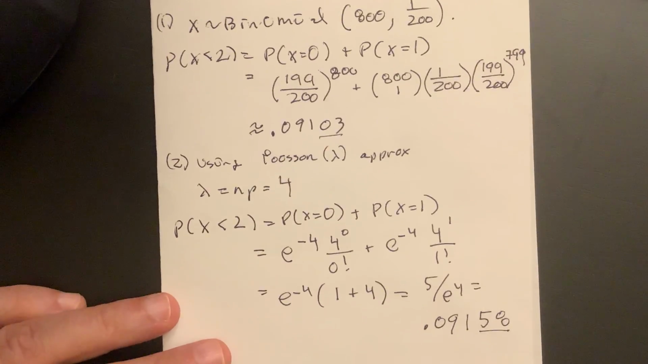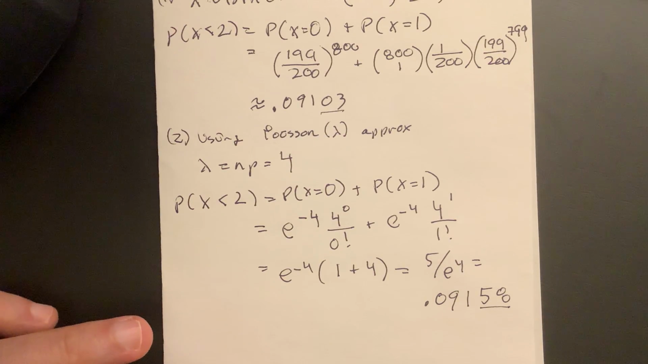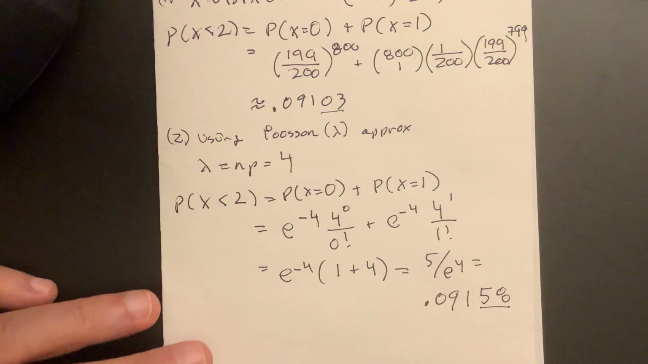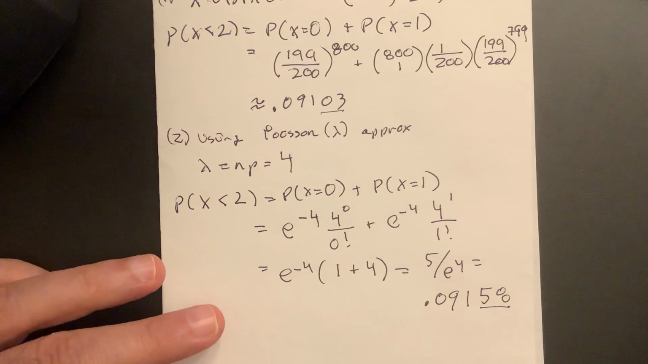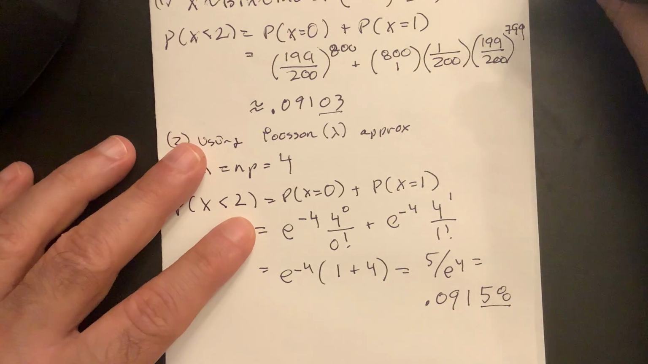Okay, so here's the error. It's very close, right? The order of magnitude of error is 10 to the minus 4. So very good. Looks like it worked. Why does it work? We will see in the next video.